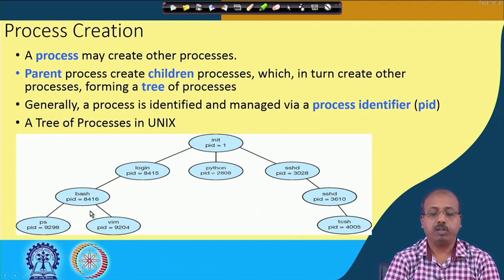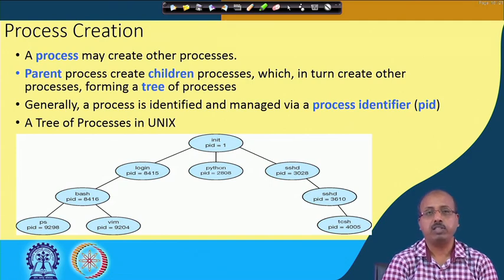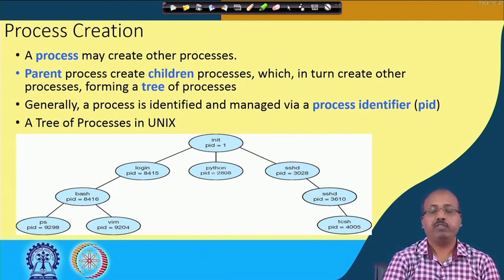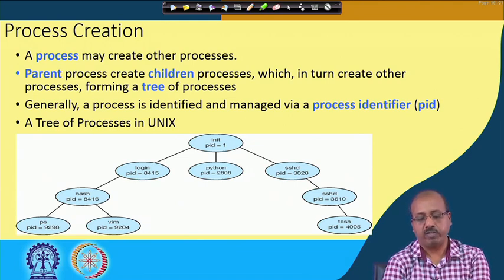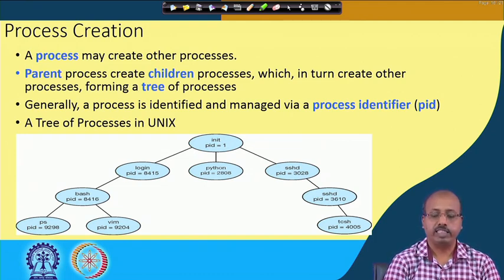Generally a process is identified and managed via a process identifier. So, every process that is created has an identifier, and since 1 is reserved for the init process, it starts from 2 onwards and goes on incrementing one by one as newer and newer processes are created.